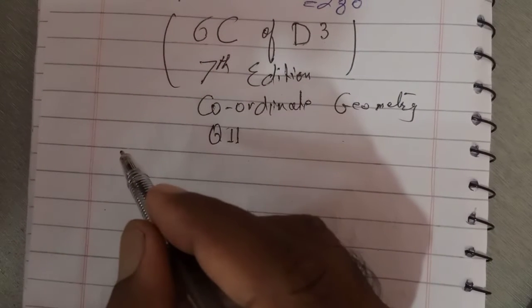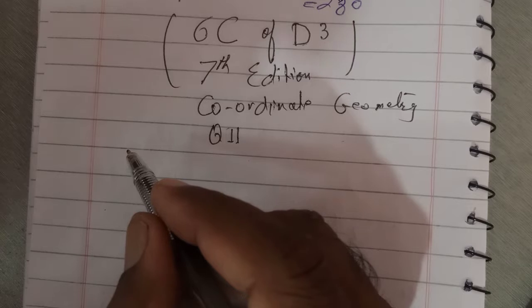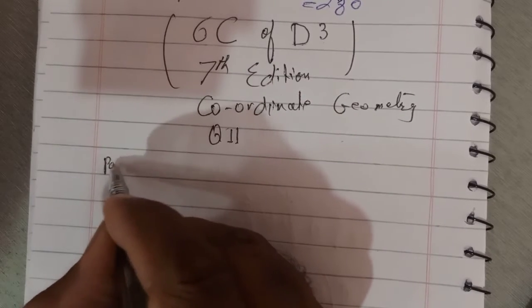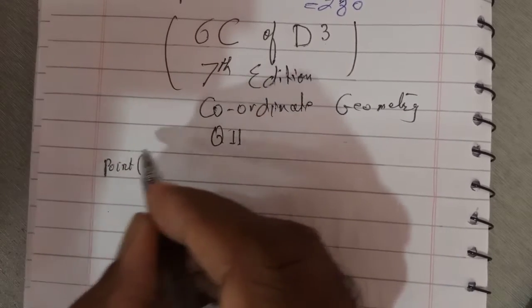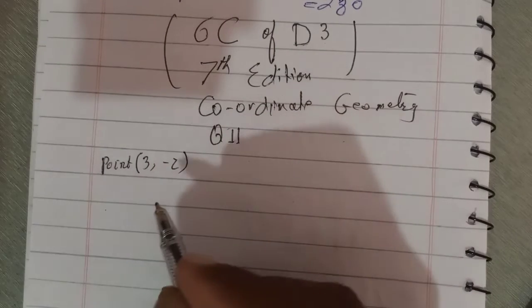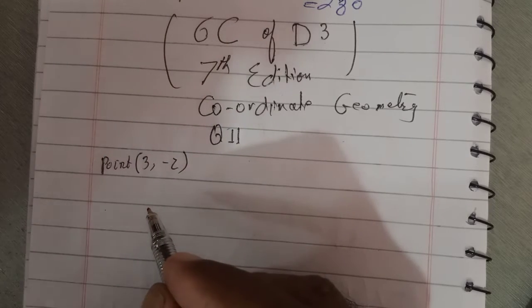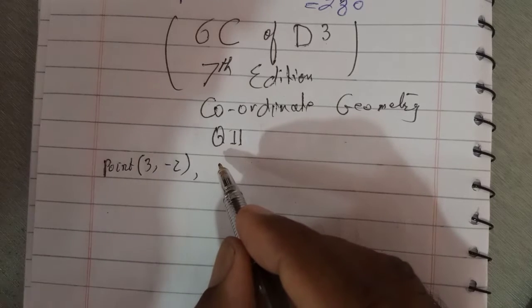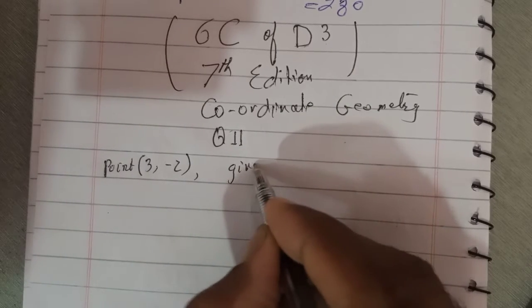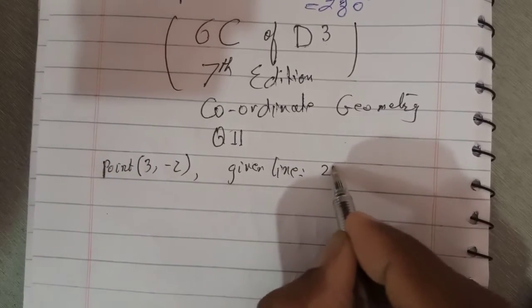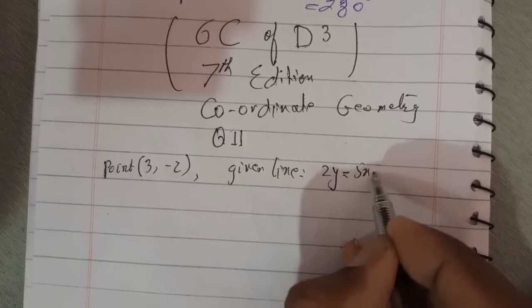Question 11. It is being asked to find the equation of a straight line. That line passes through a point whose coordinates are given. The coordinate of this point is (3, -2), and the gradient of this line is the same as the given line. The given line is 2y = 5x + 7.